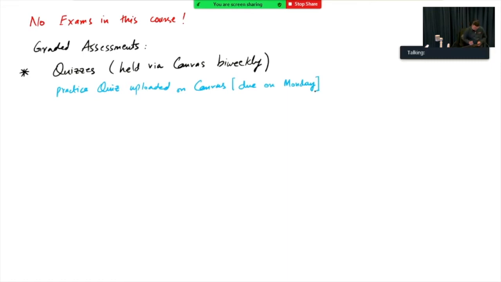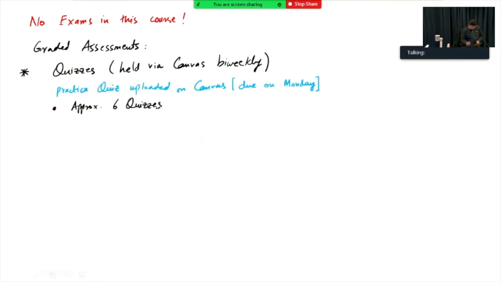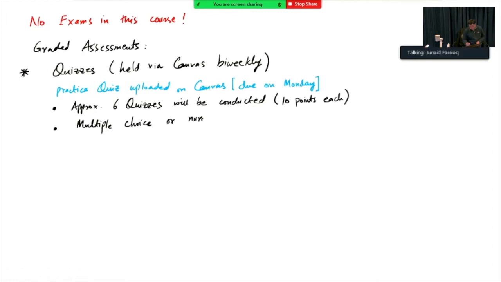Okay. Now, throughout the semester, approximately we'll have 6 quizzes. Okay, so 10 points each. And the style will be multiple choice or numerical answers.